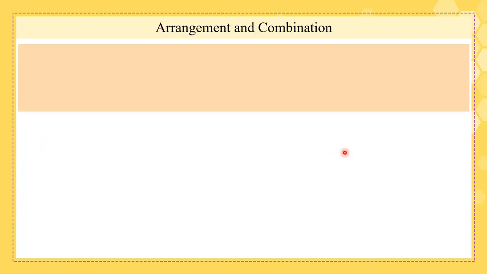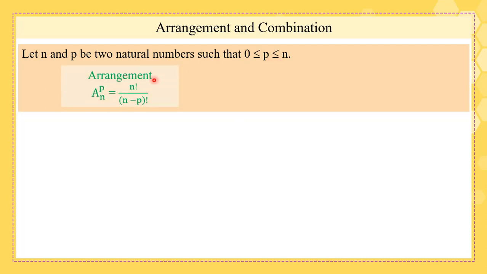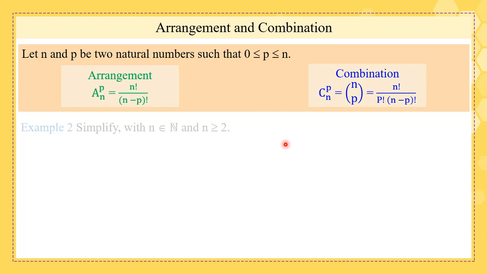Now let's see the arrangement and the combination. n and p are two natural numbers, p is smaller than or equal to n and strictly positive. The arrangement A(n,p) is n factorial over (n minus p) factorial, and the combination C(n,p), which could also be denoted by (n p), is n factorial over p factorial times (n minus p) factorial. These are two notations that will be used later in this unit.